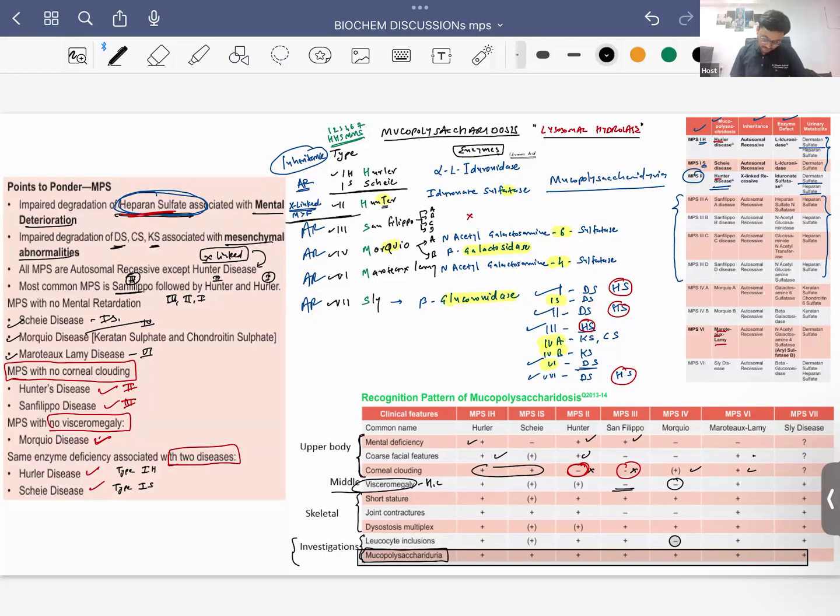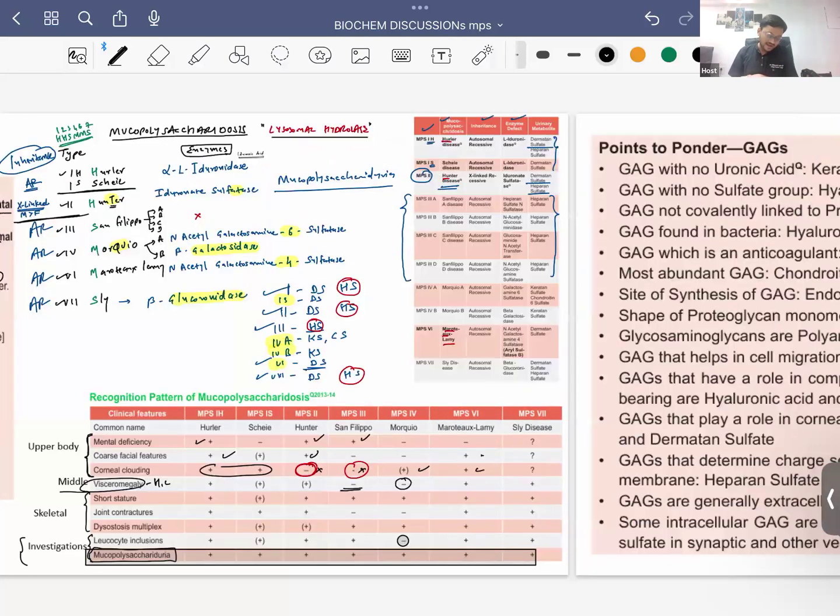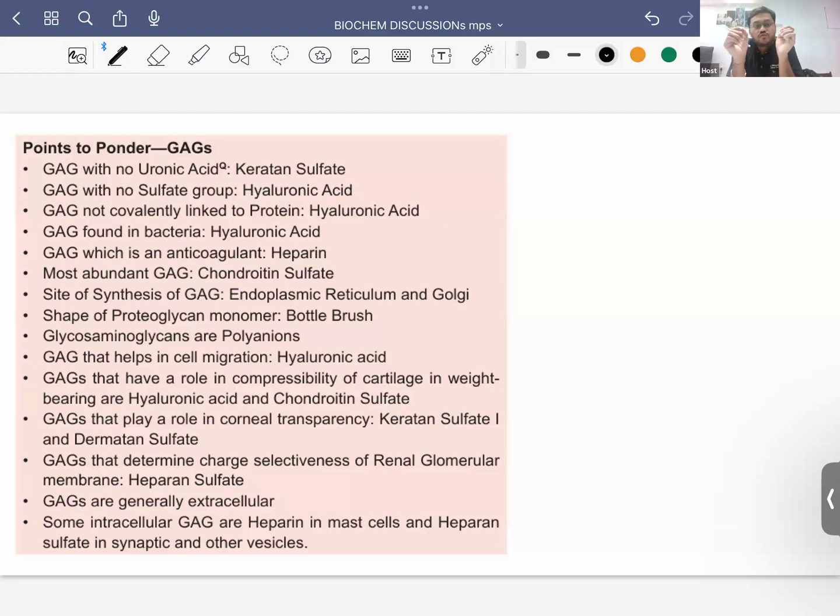A few more things about mucopolysaccharidosis and glycosaminoglycans. These are points you can make notes of. The glycosaminoglycan which does not have uronic acid is keratan sulfate. Keratan sulfate is also a glycosaminoglycan present in the retina. The glycosaminoglycan which is an anticoagulant, as I told you, is heparin. The glycosaminoglycan which does not have any sulfate group is hyaluronic acid.